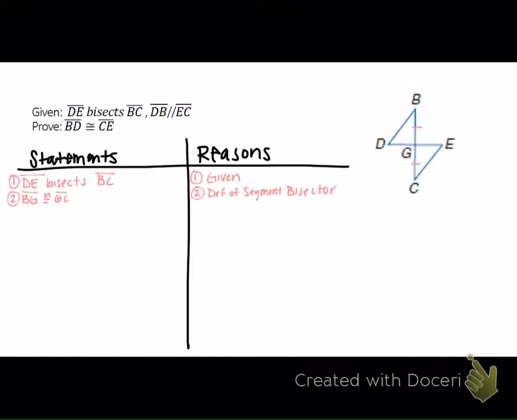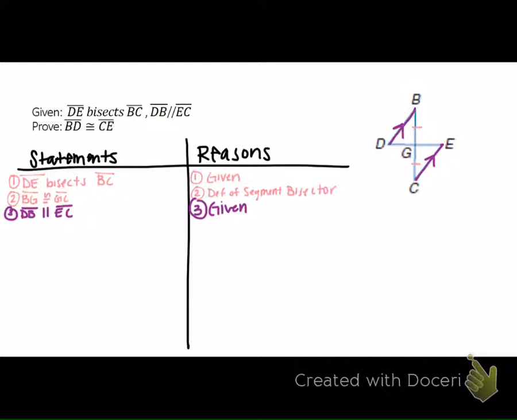Okay, we know that DB is parallel to EC. So DB, we use arrows, is parallel to CE. So those are my parallel lines.